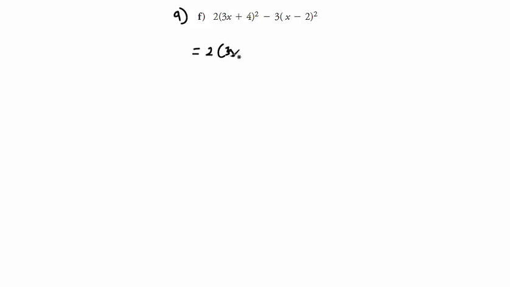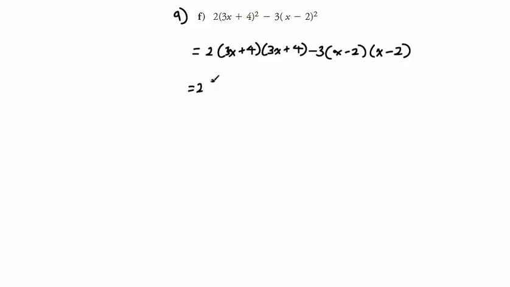(3x + 4)(3x + 4), because remember it's an exponent to the power of 2, that's why we have two of them. And same thing for this, it's to the power of 2, so we have two of them: (x - 2)(x - 2). Okay, so we know how to expand this, and we know how to expand this as well. So why don't we do this first and this second, and then deal with the 2 and minus 3 after.